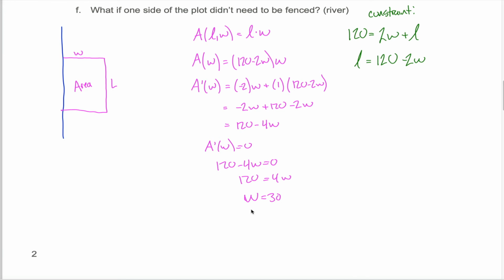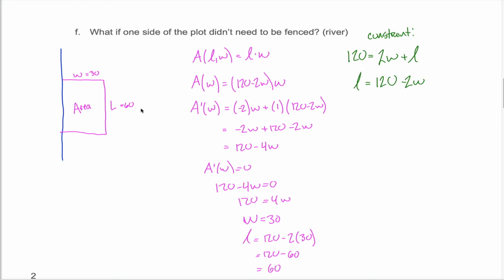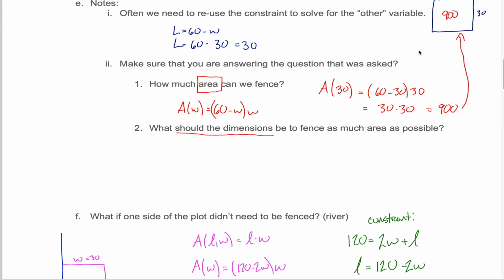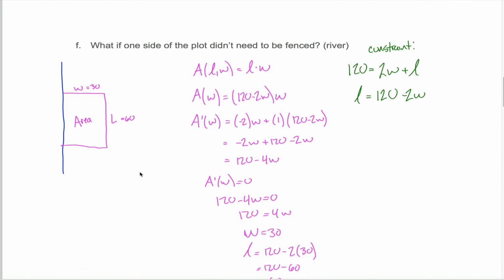Now that I know W, I can figure out L, because L from up here in my constraint is just 120 minus 2 times W. And since W is 30, it's 120 minus 60, which is equal to 60. If I didn't need to fence one side of my plot, the way I would capture the largest area possible is I would make the width equal to 30 and the length equal to 60. Kind of interesting maybe that we don't change the width at all. We just take the 60 feet that we're going to be used for length on both sides of my rectangle and use that all on one side.